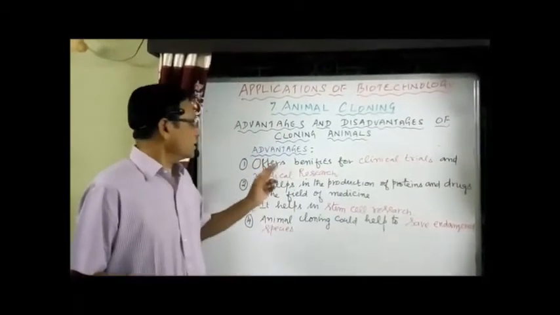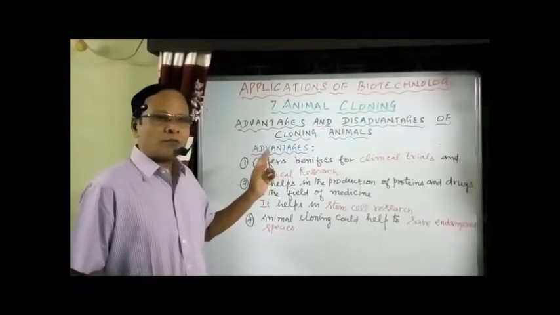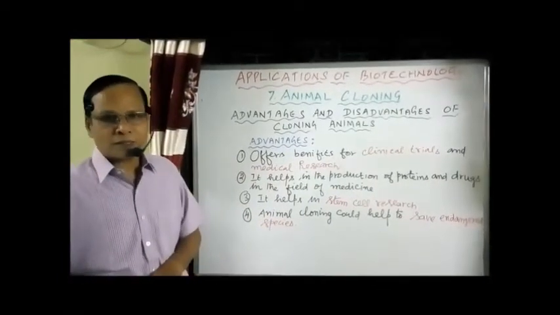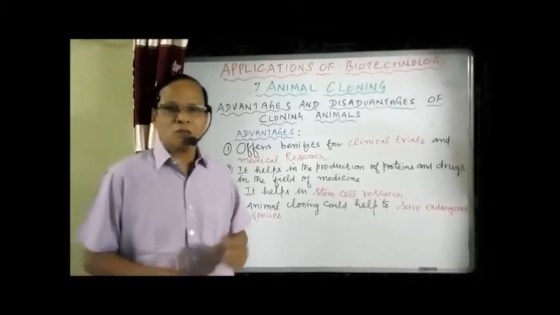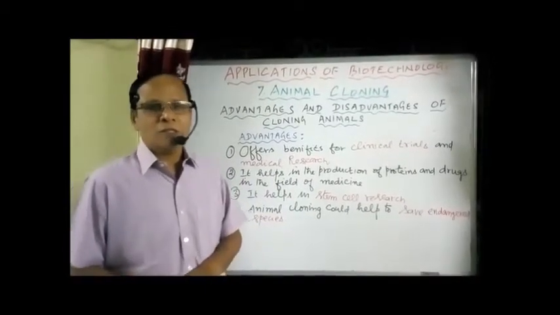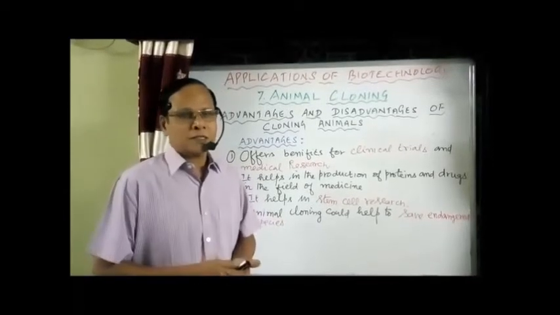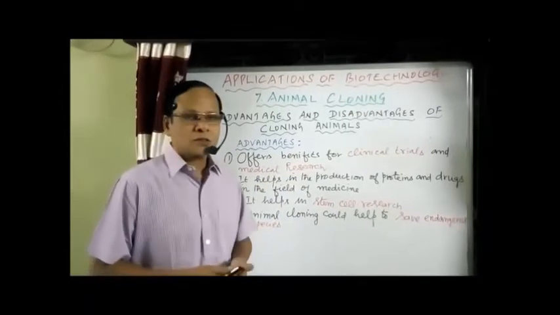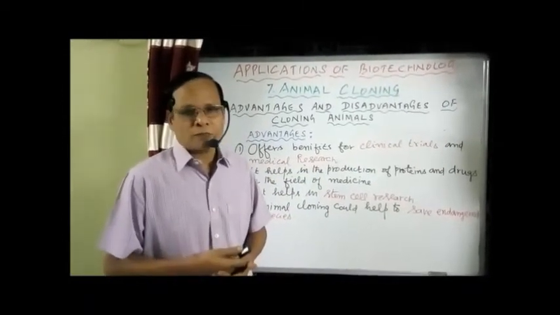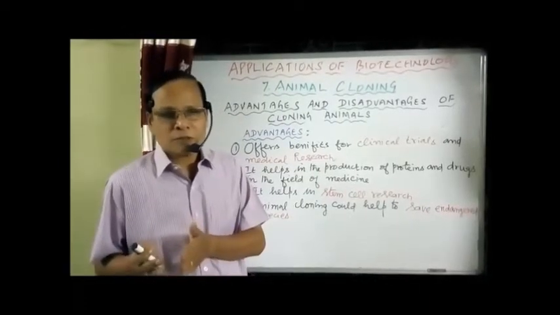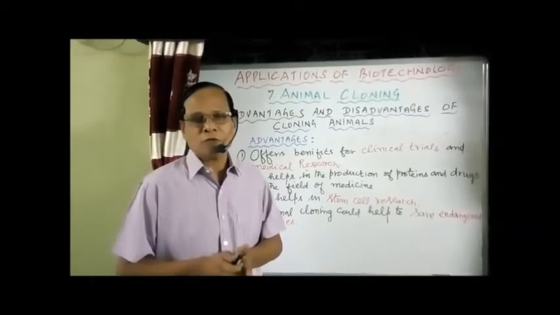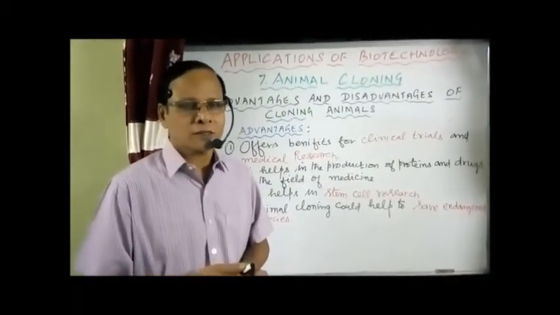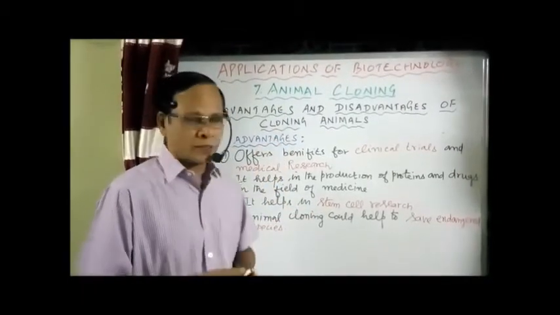Number one, cloned animals normally offer benefits for clinical trials and medical research. In clinical trials, we can inject the medicine into the cloned animals and test whether it is applicable for human administration. In medical research also, we are doing many research works, for example, suppression of a particular gene function or elevating the function of a particular gene. Like that, in all medical research we are using cloned animals.